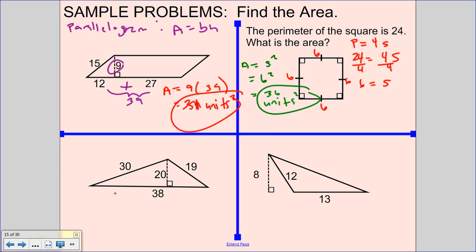The next figure is a triangle. Again, there's a lot of excess information in the picture. The ones you need to be concerned with are the base and the height, which again are perpendicular. So that means 20 and 38 meet and they form a right angle, so that's your base and your height. And for a triangle, the formula is base times height divided by 2, which is equal to 20 times 38 divided by 2. And grab your handy dandy calculator, put it all in one step.